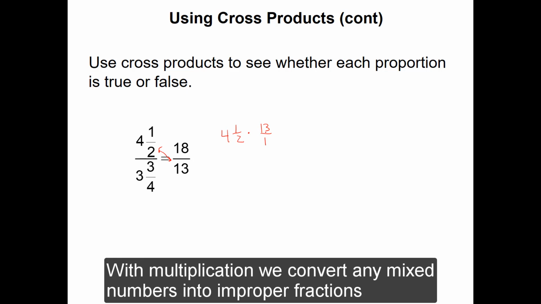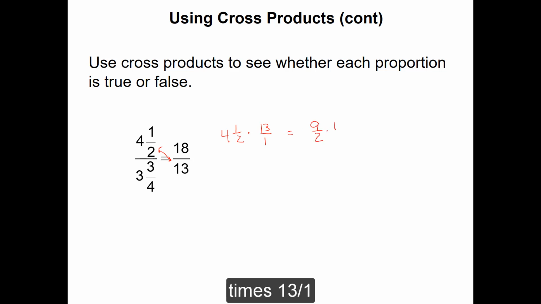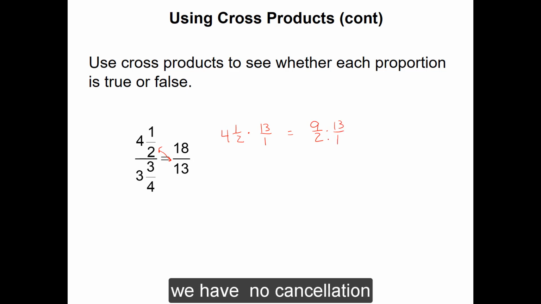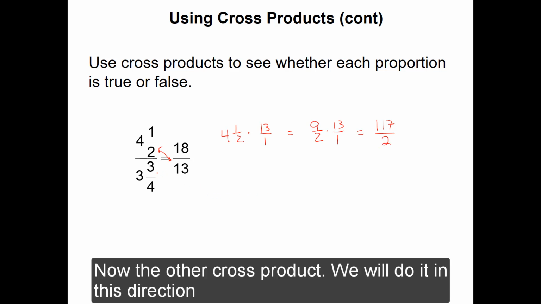And with multiplication, if you recall, we want to go ahead and convert any mixed numbers into improper fractions. So 4 times 2 is 8 plus 1 is 9. So this is the same thing as 9 over 2 times 13 over 1. We get no cancellation, and when we do the multiplication, we get 117 over 2. Okay, so let's do the other cross products.